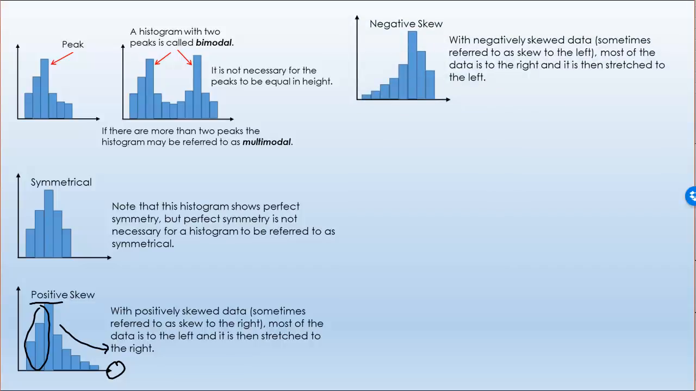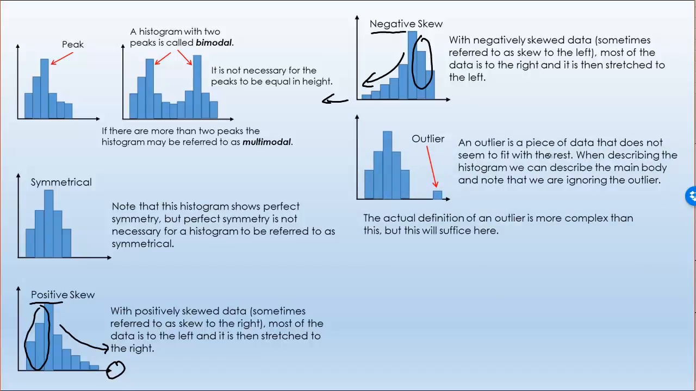Negative skew is the opposite. Most of the data is at the right-hand end, and then it's pulled to the left. That's towards the direction of the negative x-axis, which is where it gets its name from. So with negatively skewed data, which is sometimes called skew to the left because it's stretched out to the left, most of the data is at the right-hand end, and it is then stretched to the left.